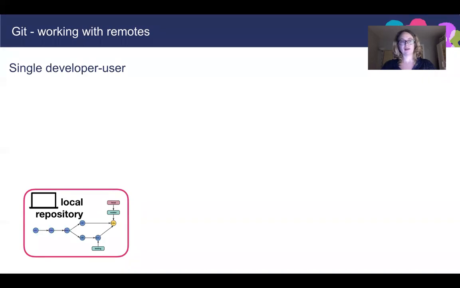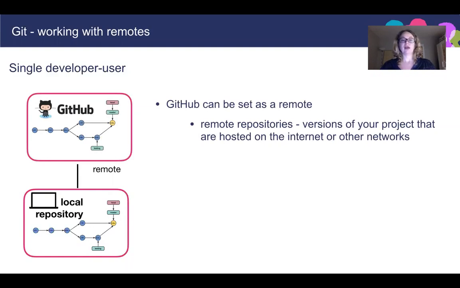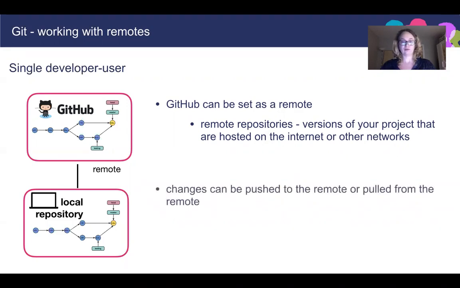So now we'll be discussing several scenarios of working with Git and GitHub. I will start from the simplest one, where you have a single developer/user. As we were discussing before, you can work with Git purely on your local repositories. However, it's often useful to have a GitHub repository as well. And we can create so-called remotes. When creating a remote, basically we're creating a new version of your project that is hosted on the internet or other networks. And GitHub might be one of the places where you can create a remote. Changes can be pushed to the remote or pulled from the remote.